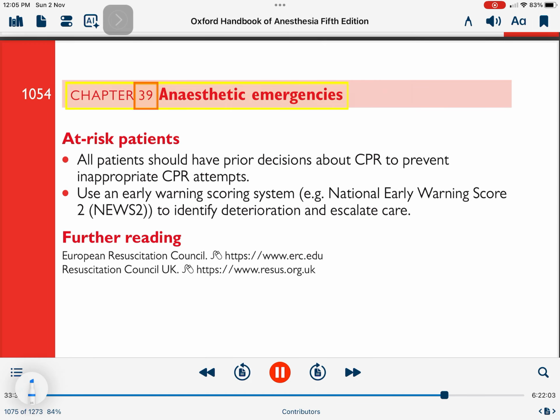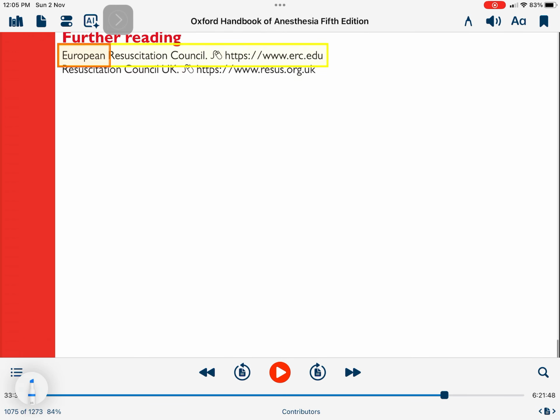Chapter 39 Anesthetic Emergencies. At risk patients: all patients should have prior decisions about CPR to prevent inappropriate CPR attempts. Use an early warning scoring system to identify deterioration and escalate care. Further reading: European Resuscitation Council.